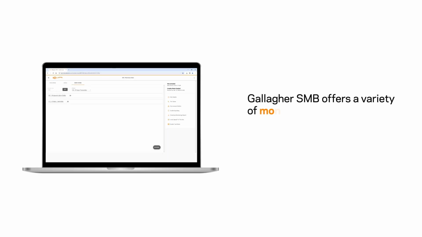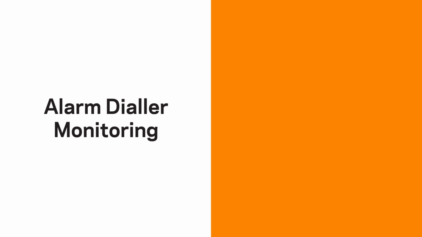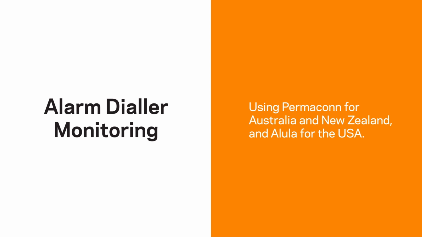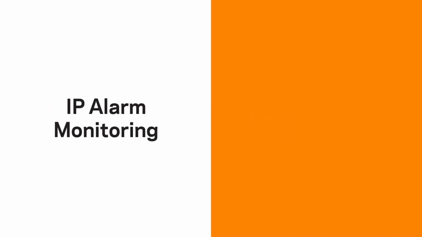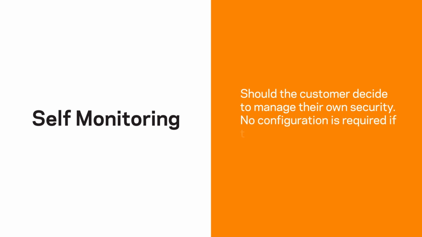Gallagher SMB offers a variety of monitoring options to suit the needs of your customers. These options are: alarm dialer monitoring, using Permacon for Australia and New Zealand, and Alula for the USA. IP alarm monitoring, using either DC09 or CSV protocols. Self-monitoring, should the customer decide to manage their own security.